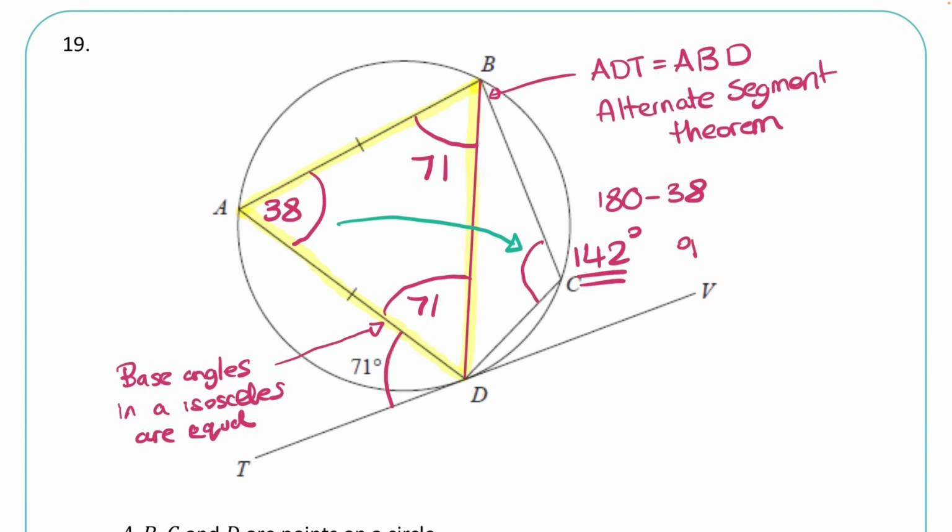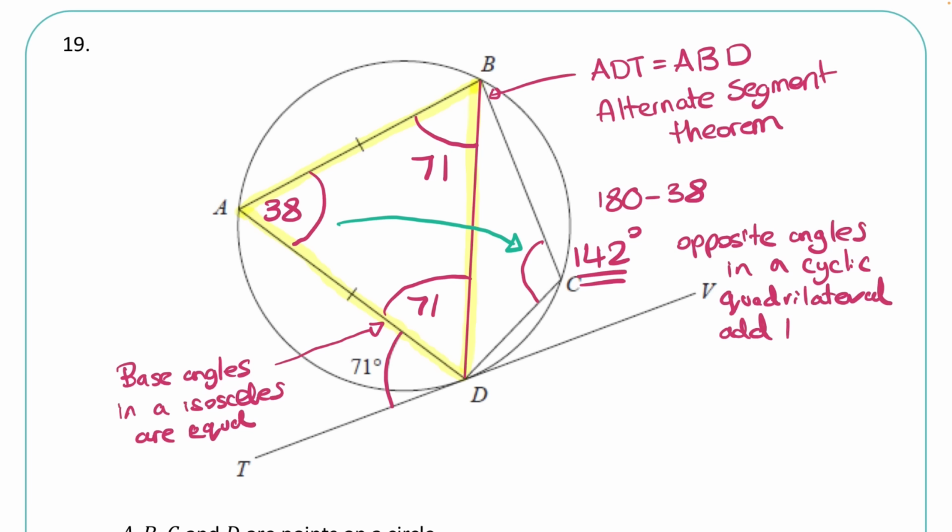And again, the reason for that, opposite angles in a cyclic quadrilateral add to 180. We did also have the rule there that angles in a triangle add up to 180 when we were getting the 38. But there we go. There is all of our rules that we need to write down for that. And there we go. There is our circle theorem question for that one.